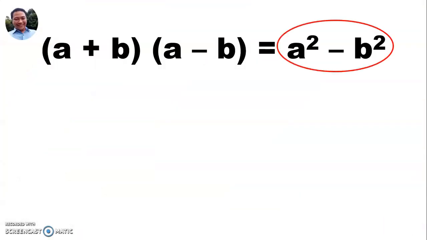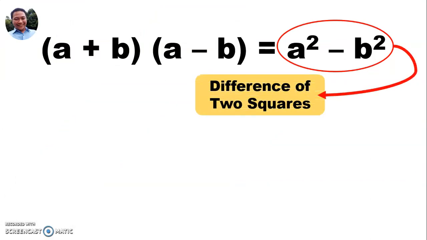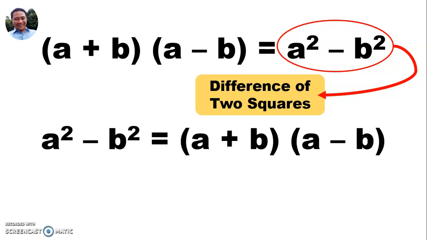But what do you notice on the product? Yes, the product is a difference of two squares. If we are going to reverse the process, a squared minus b squared is equal to a plus b multiplied by a minus b. Since a squared minus b squared is a difference of two squares, then we now have our pattern in factoring a difference of two squares.